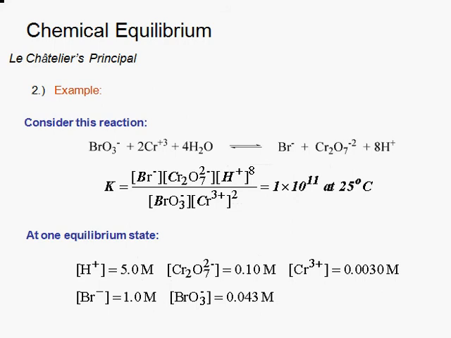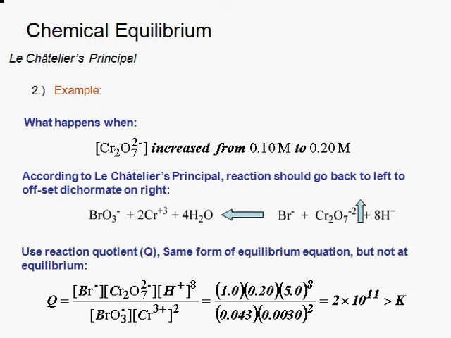For example, consider the reaction given here, and we'll find product upon reactants. So we'll get this value at one equilibrium state. This is the value. What happens when Cr2O7 increases from 0.1 to 0.2? According to this principle, the reaction should go back to the left to offset this dichromate on the right. Use reaction quotient Q, the same form as the equilibrium equation, but not at equilibrium. While putting in the values, we'll get 2 into 10 to the power 11, which is greater than K.